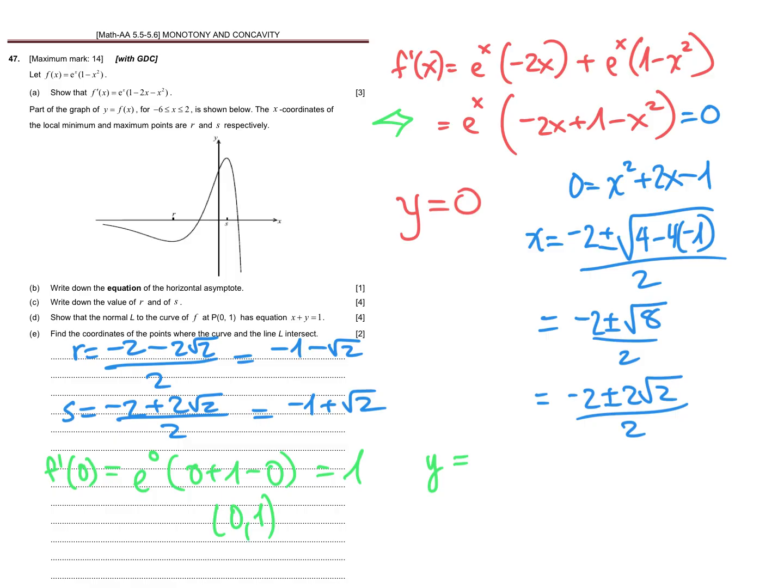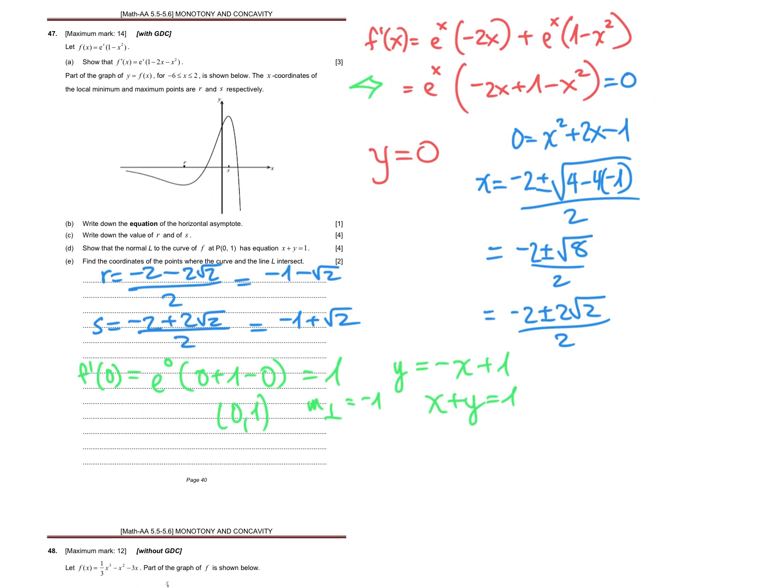So y equals mx, m is 1. No, because we want the normal. So the normal slope is negative 1. So negative 1x, y-intercept is 1. So add the x over. We show that. Find the coordinates of the points where the curve and the line L intersect. So we want negative x plus 1, the normal L, equal to e to the x times (1 minus x squared), and that's done on the graphing calculator. So you end up getting the points (0, 1) and (1, 0).